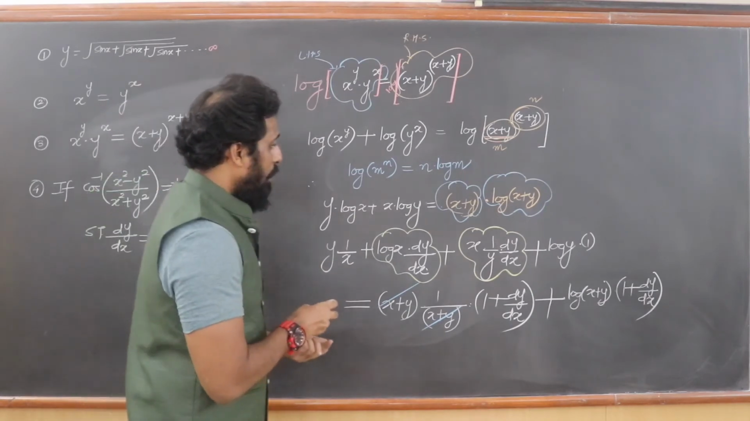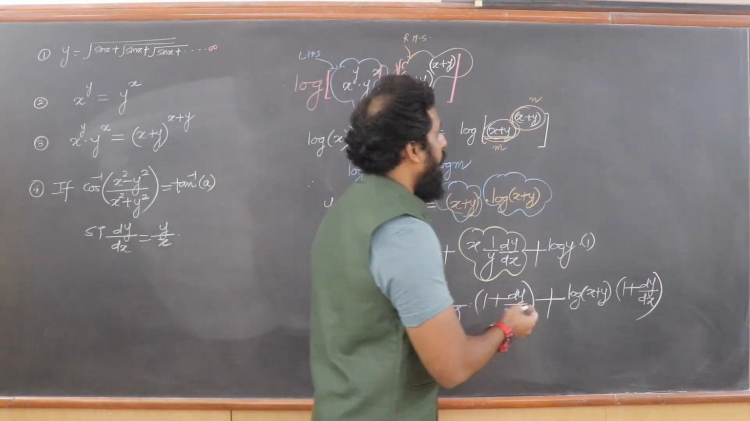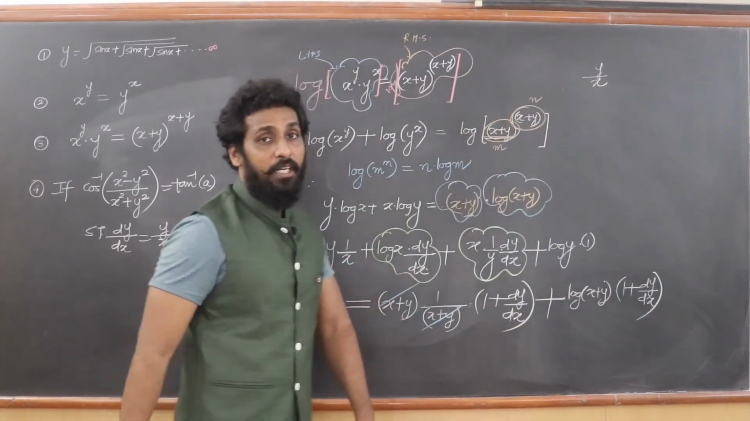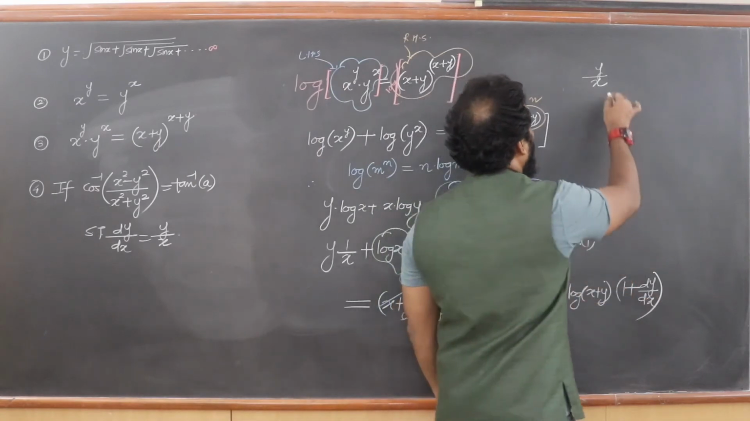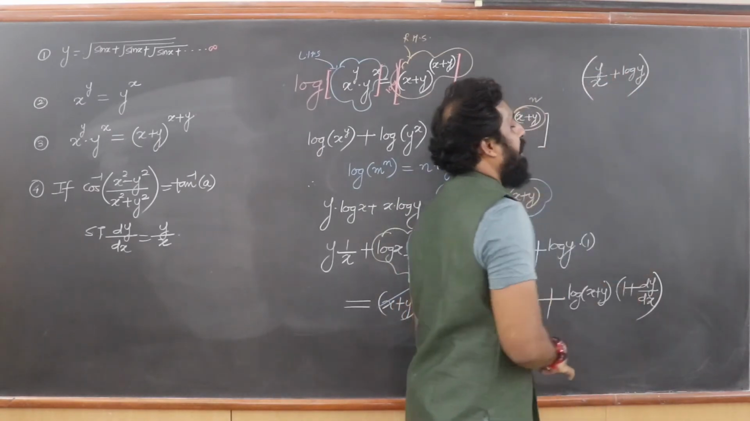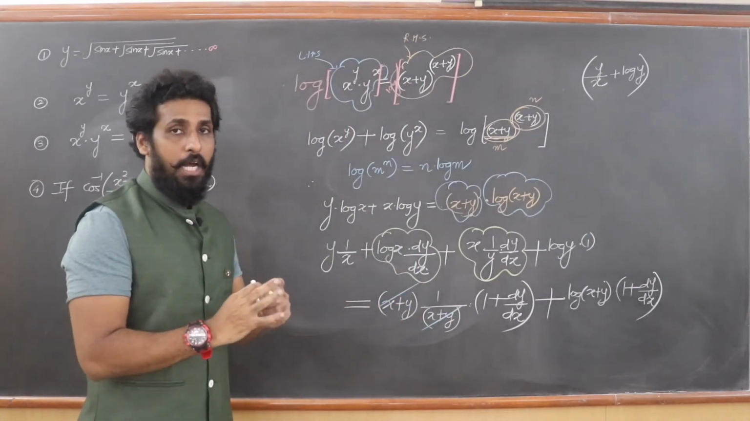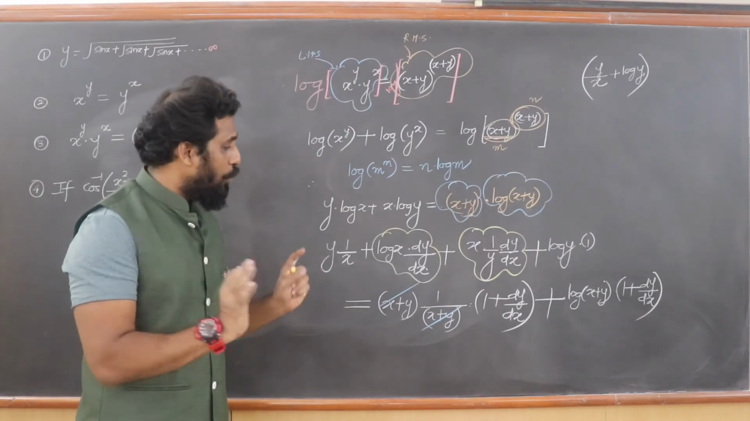So over here I can now write the terms like this. So there is y upon x. So let's write y upon x, the first term, isn't it? It does not contain dy by dx. Then there is plus log y. It also does not contain dy by dx. All the terms which do not contain dy by dx have been collected together. Are you getting it? We have collected all terms which did not have dy by dx together.